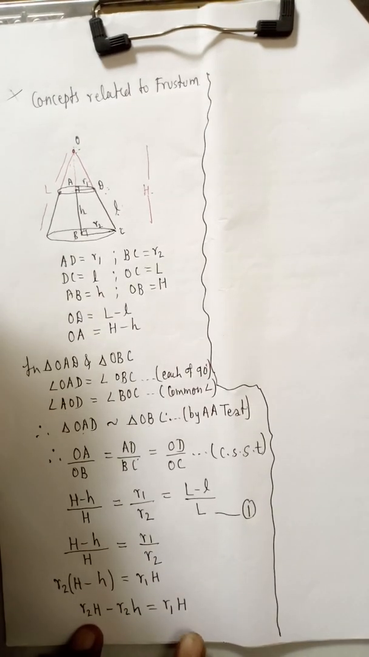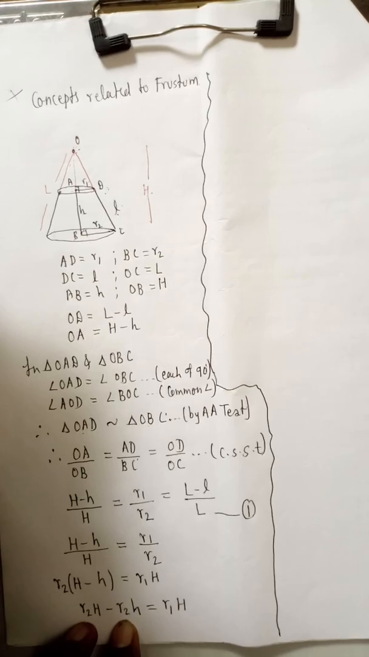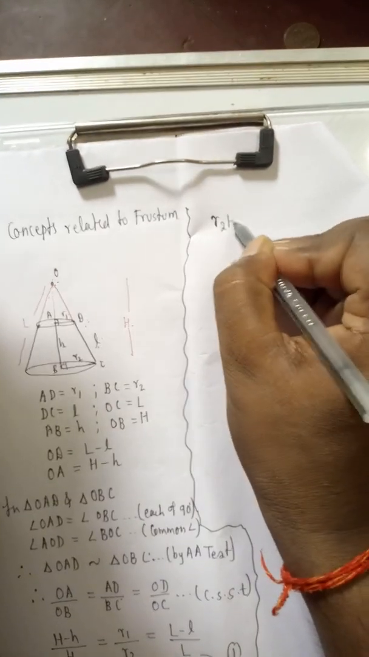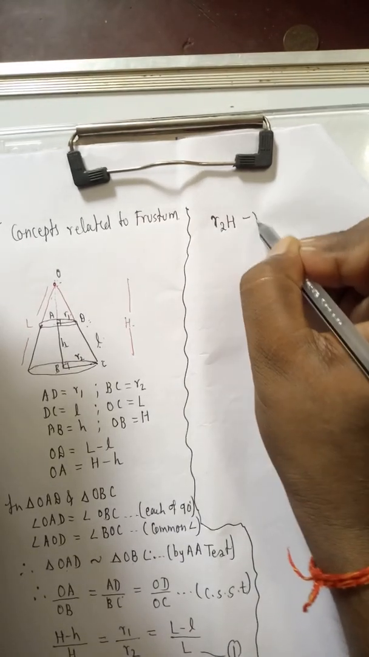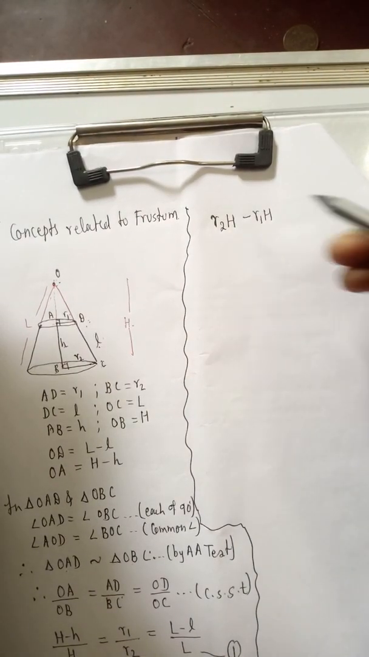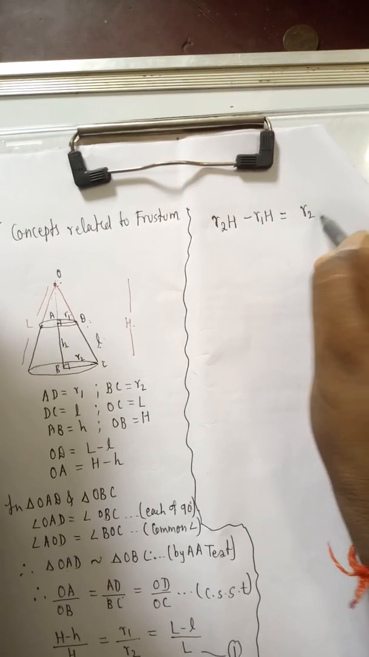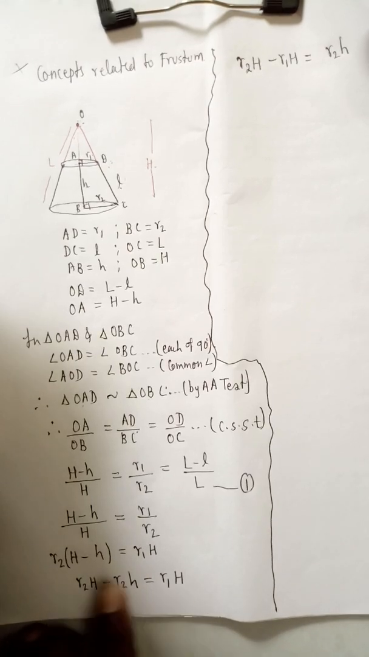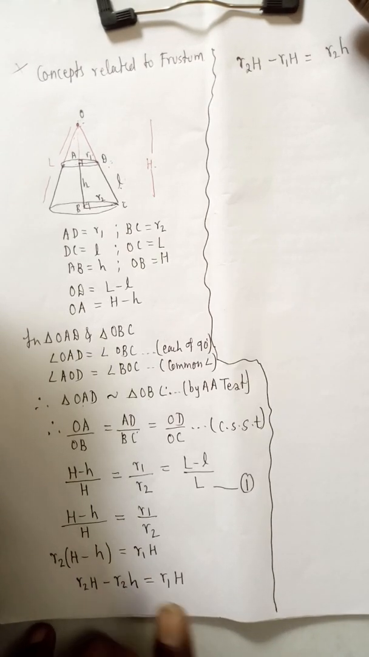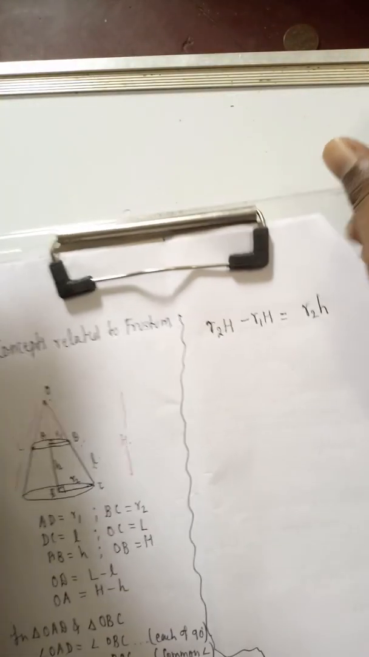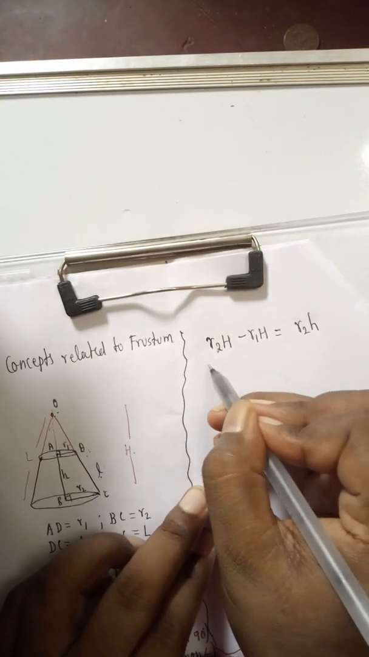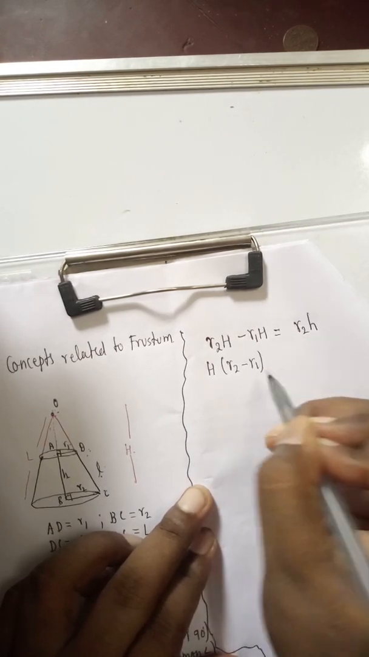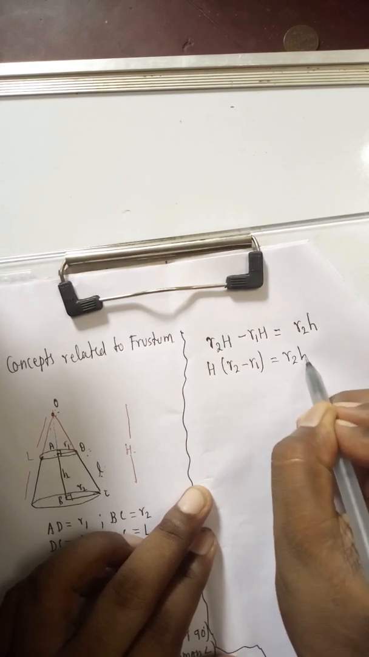So from here I'm taking this R2H to this side, and this R1H to that side. So this can be written as R2H minus R1H equals R2 small h. I repeat, I just took this R1H to this side and this R2 small h to that side. So from here, we can take capital H common. When capital H is common, we get R2 minus R1 in the bracket equals R2h.